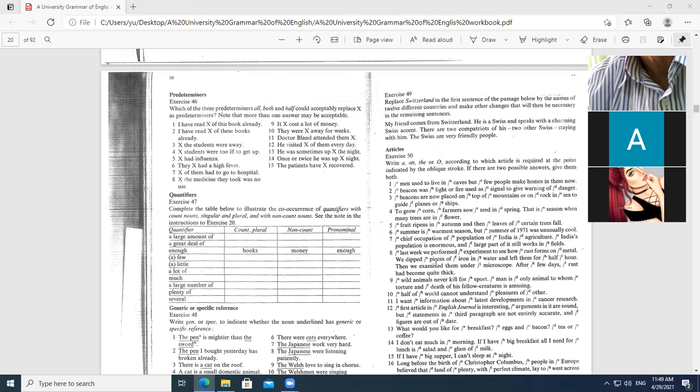I have read all of these books already. Or I have read both of these books already. Or I have read half of these books. We can also say I have read half of these books. Can we say I have read both of these books? Yes. Then we can use half, all, or both. Next.